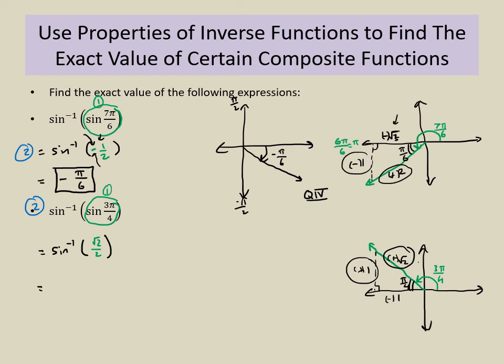And now step 2, we're going to look at this value. So now we're looking for an angle between negative pi over 2 and positive pi over 2. Which quadrant will we be looking at? This here is positive, so we're looking at an angle in the first quadrant, and it's the angle whose sine is square root 2 over 2, meaning it's the angle pi over 4. So the answer here is positive pi over 4.